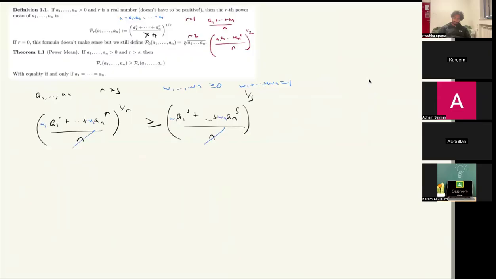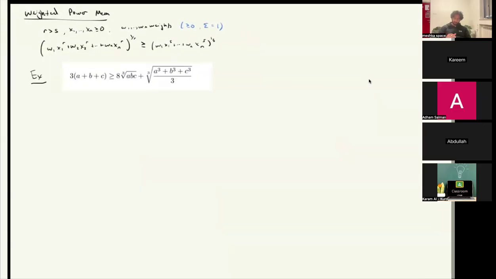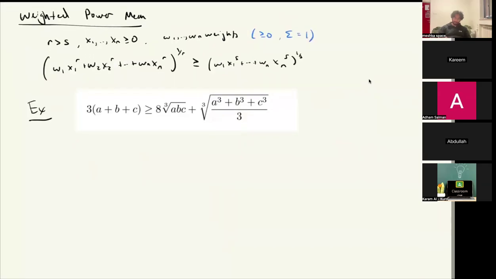So now let's do a problem. We talked about the weighted version. I've written it here. Great. So now here we have this problem, and I claim this is a problem you should solve using the weighted power mean.